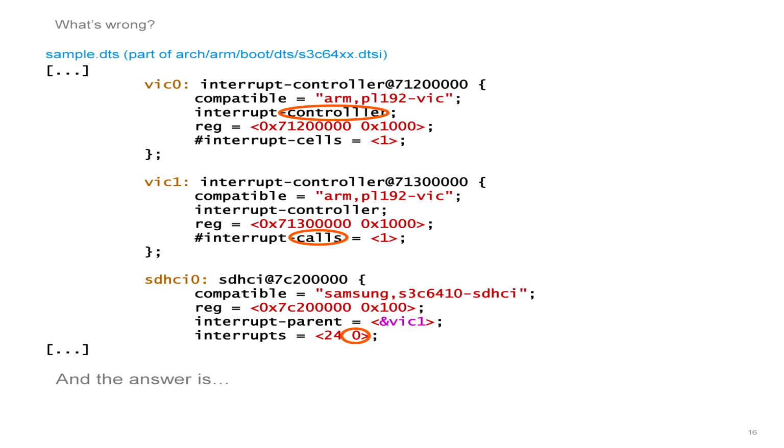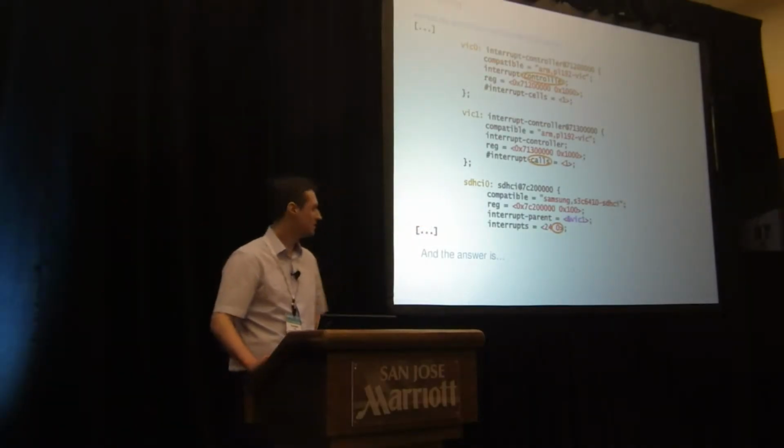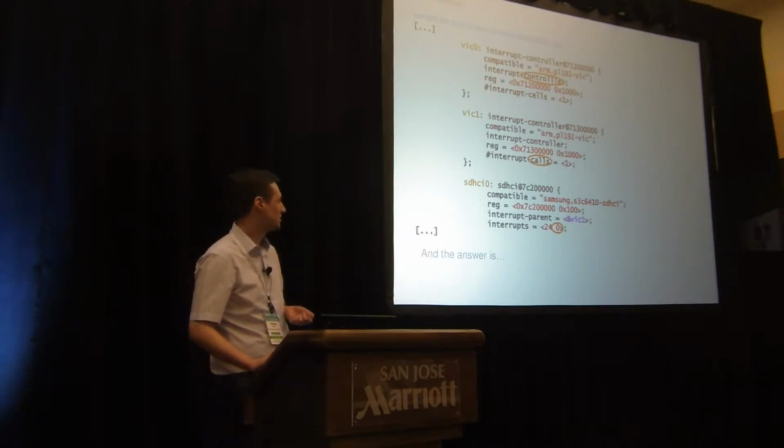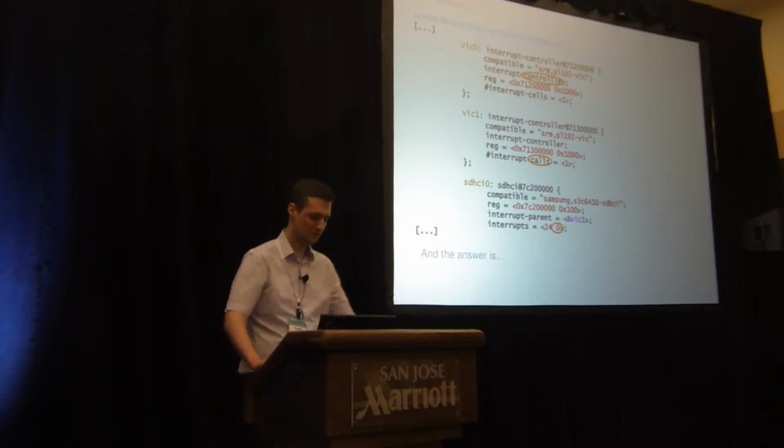So there are 3 errors there. Basically two simple typos, which can happen quite often. Controller with triple L, and cells spelled as calls, and a simple data error, which is an error in the specification of an interrupt signal. As you can see, the wake interrupt controller uses one interrupt cell, and there are 2 interrupt cells provided in the SDHCI node.